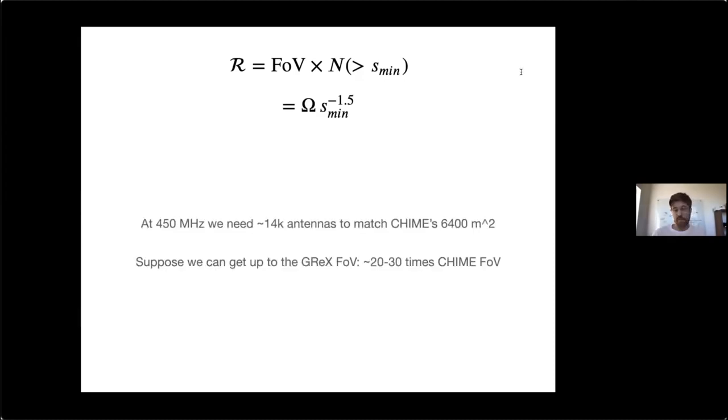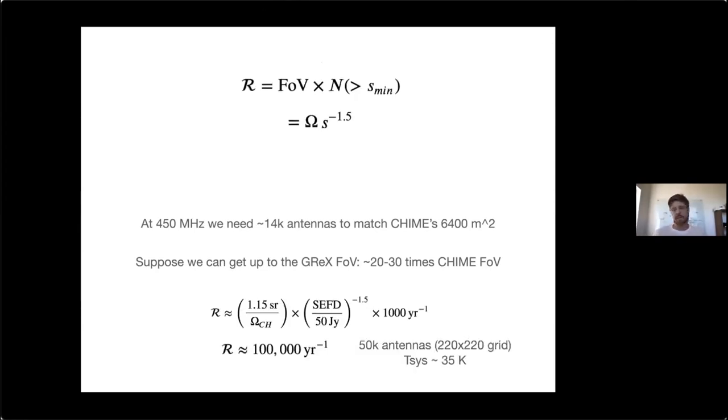Okay, so if we're observing between 400 and 500 megahertz, that's about half a square meter per antenna. And it turns out you need about 14,000 antennas to match CHIME's 6,400 square meters of collecting area. So suppose we have the same field of view as GReX, 20 to 30 times CHIME's field of view. So between 1 and 1.5 steradians approximately. You can plug in the numbers and you find that to get 100,000 detections per year, this would be about 50,000 antennas. And I'm assuming, by the way, that we can cut in half the system temperature compared to the CHIME with improved ambient temperature electronics.